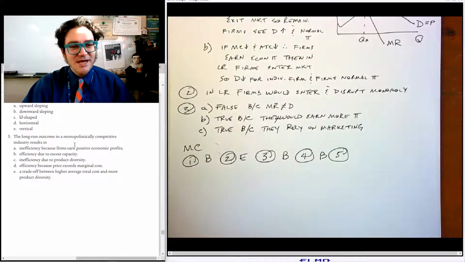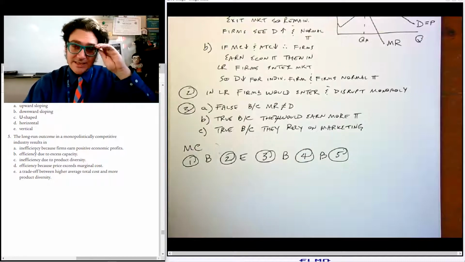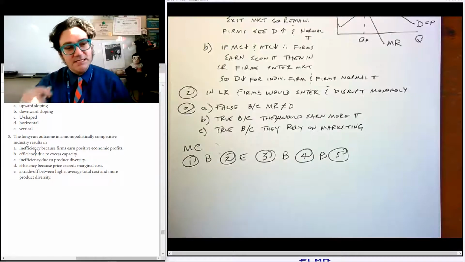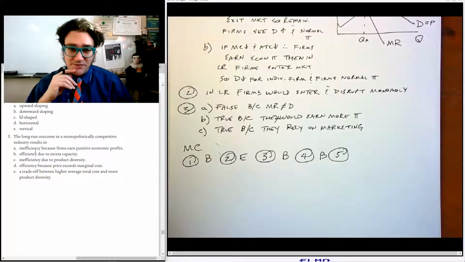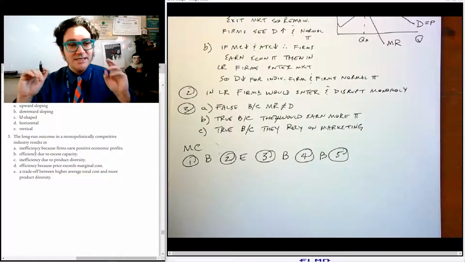The long run outcome in a monopolistically competitive industry results in inefficiency because firms don't earn positive profits? Efficiency due to excess capacity? It's the opposite. They're inefficient because they have excess capacity. That's the idea that you're not at the minimum ATC. Inefficiency due to product diversity? Well, that's not why the inefficiency happens. So C is not correct.